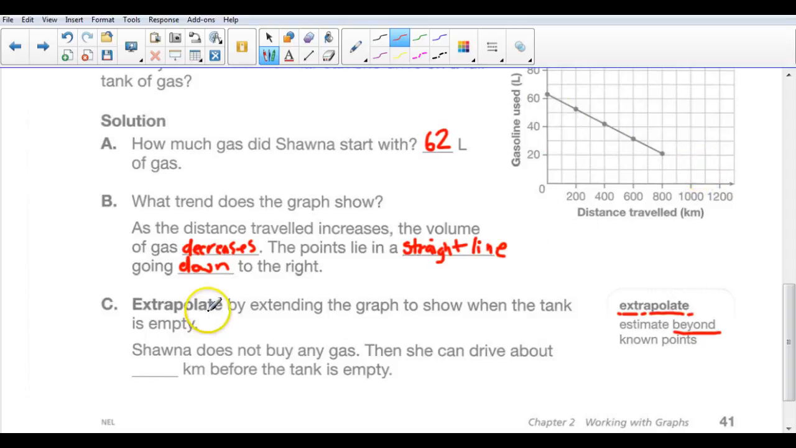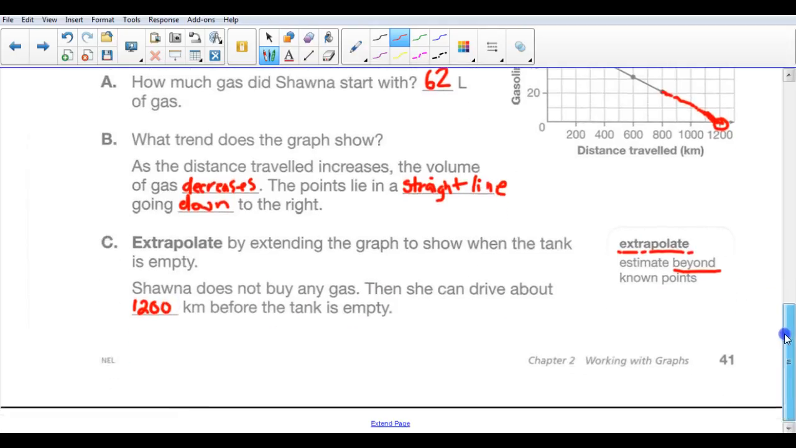Okay, so we want to extrapolate by extending the graph to show when the tank is empty. So how do we do that? Well, you take your ruler, connect it to this point right here, get your ruler on that line, and then you want to draw a straight line as straight as you can down to where it touches the horizontal axis. Okay? Somewhere around there. So Shauna does not buy any gas. Then she drives about, look at this number here, it touches about this point here, and it's around 1,200. Around 1,200 kilometers before the tank is empty.